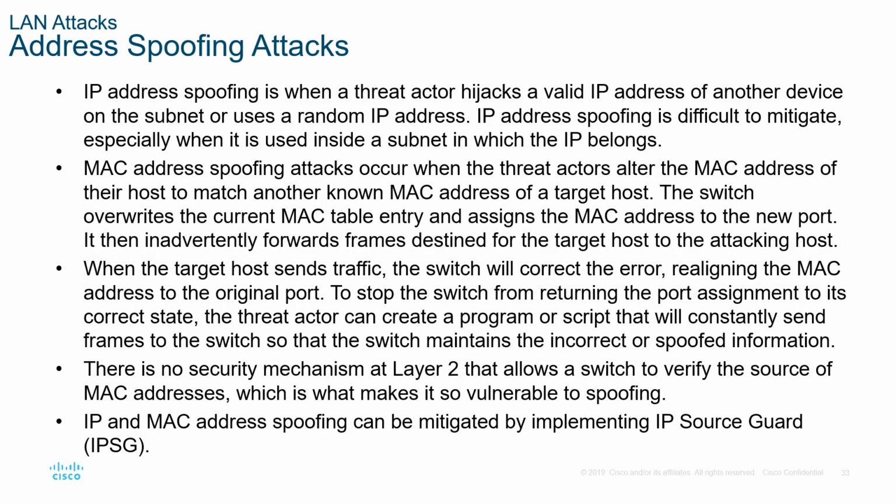So we have things like address spoofing attacks. That's where someone's going to spoof an IPv4 address, and then from there, they're trying to do something illegitimate. How do we fix that? We can do IP and MAC address spoofing mitigations using IP Source Guard, IPSG. Normally at layer 2, there really are not many security mechanisms for preventing these types of attacks. That's the issue.